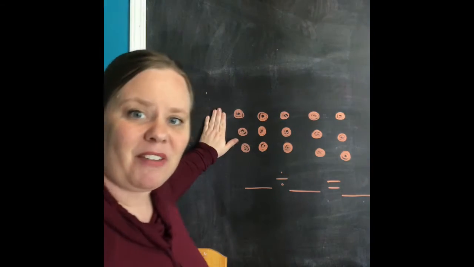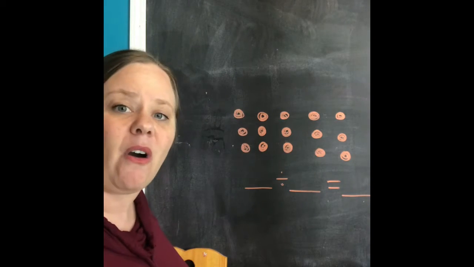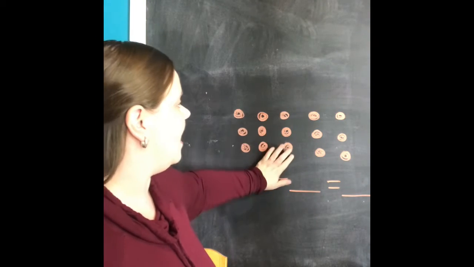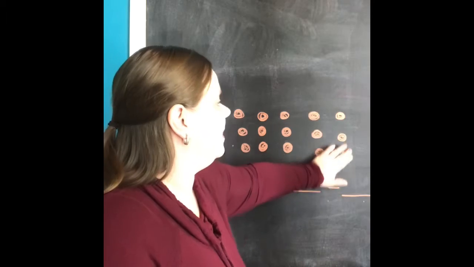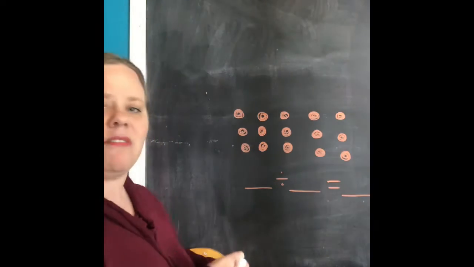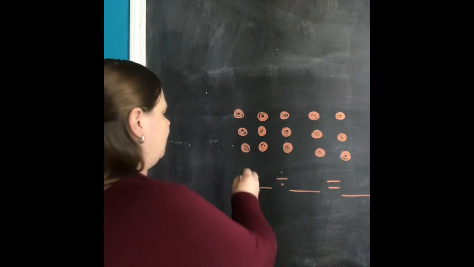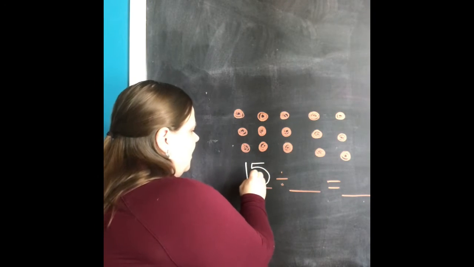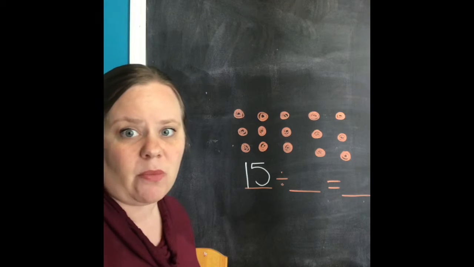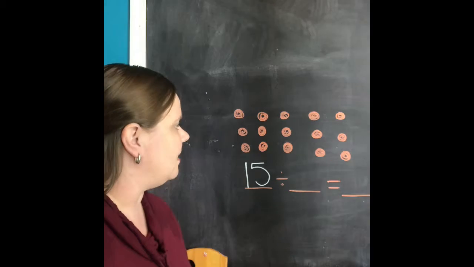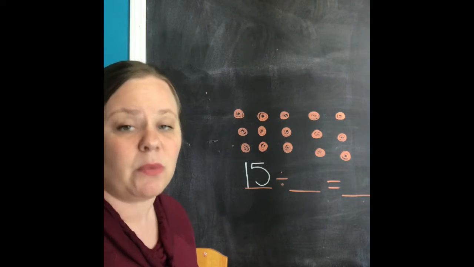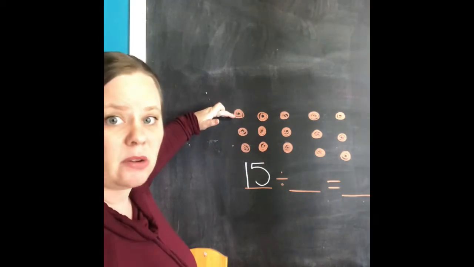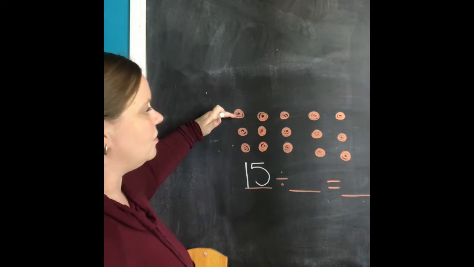So we're going to start by finding out how many we have all together. So 3, 6, 9, 12, 15. So we have 15 all together. So that's the number I'm going to start with. And now I'm going to circle all of my rows. So a row, remember, goes this way. It goes horizontal. So I'm going to circle my row.